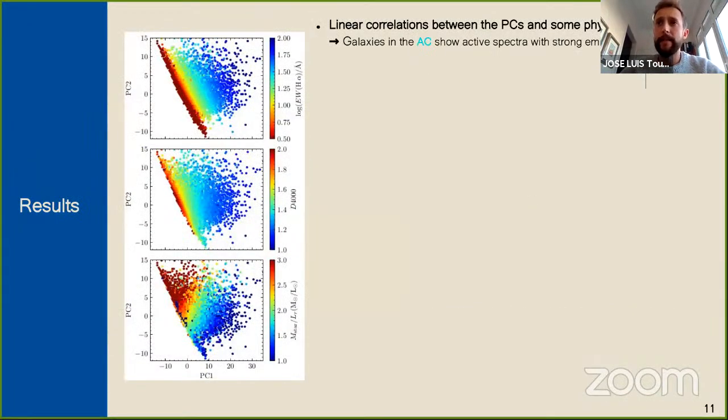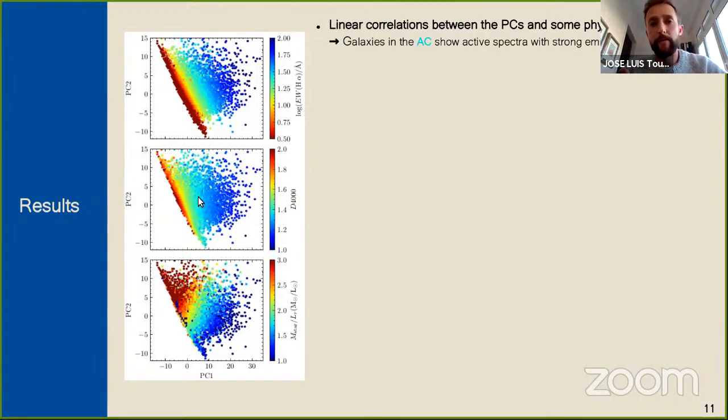So now let's talk about the results we derive. First of all, we observed that there are some linear correlations between the coefficients of this projection and some of the main properties of these galaxies. For example, we see here that the strength of the H-alpha emission line varies almost perfectly perpendicular to this passive sequence mode, right? And something similar happens with the 4,000 angstrom break, although not so neatly.